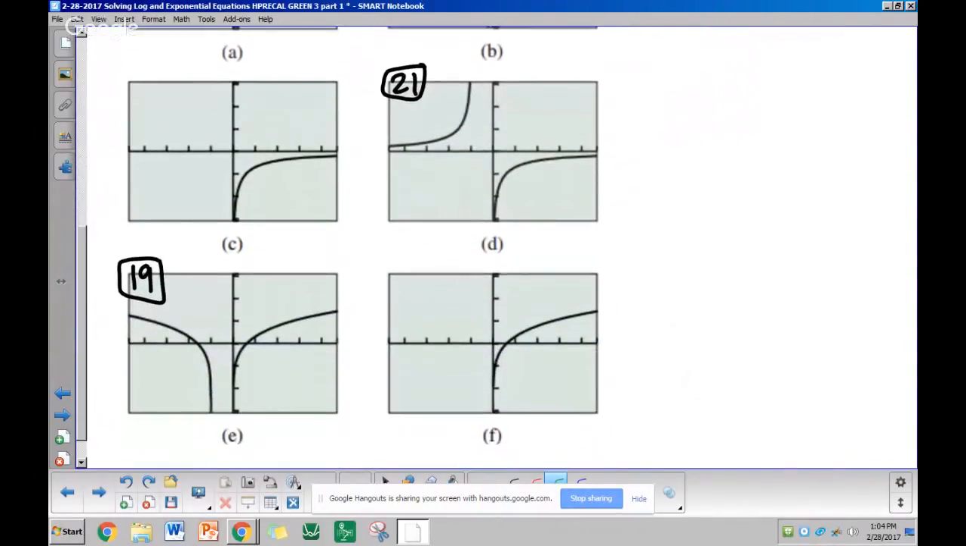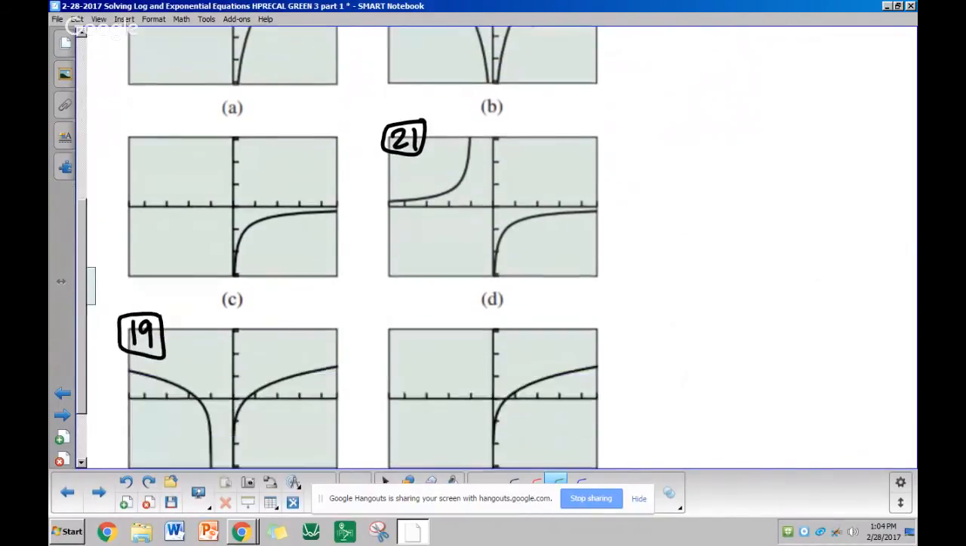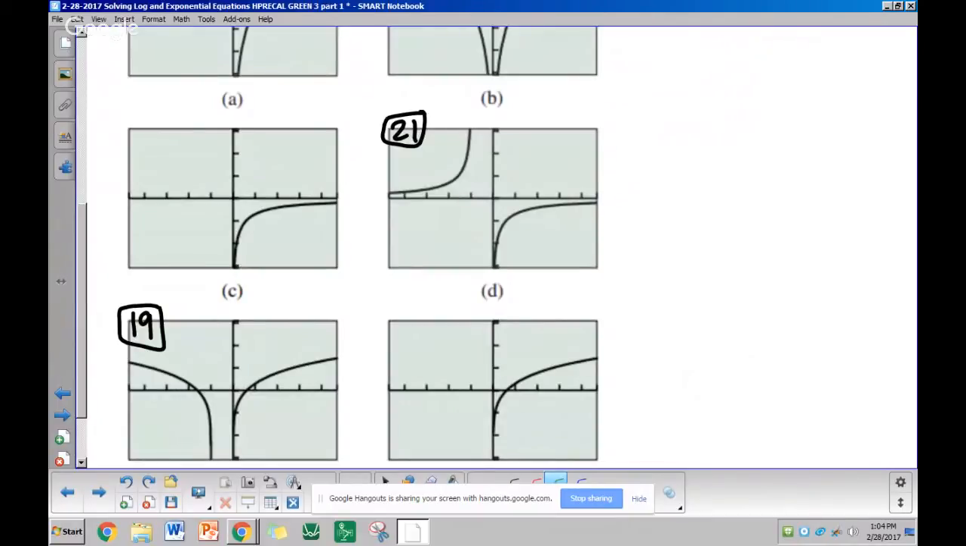That is left. I'm going to do A. You're going to go with A. Oh, we already have it. You already have C, and F, sorry.